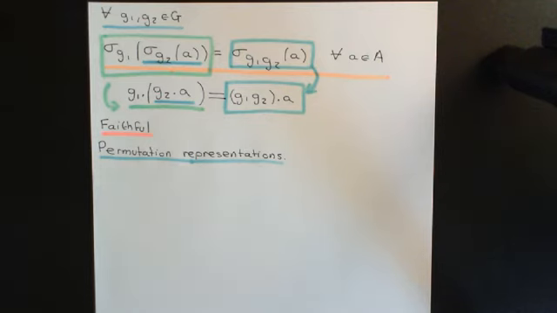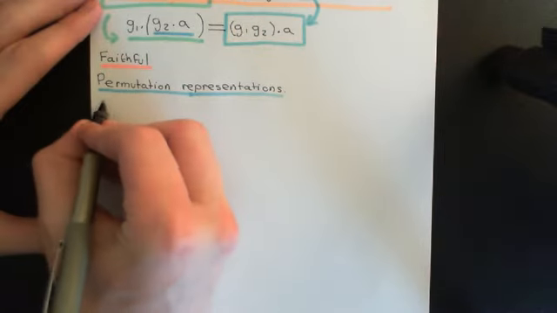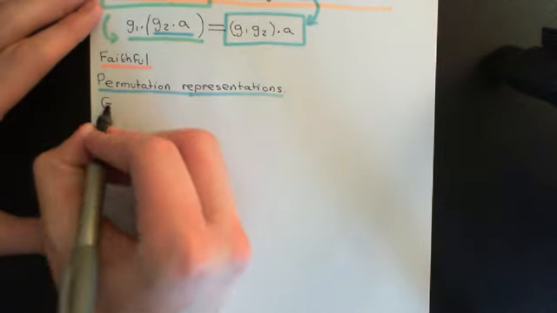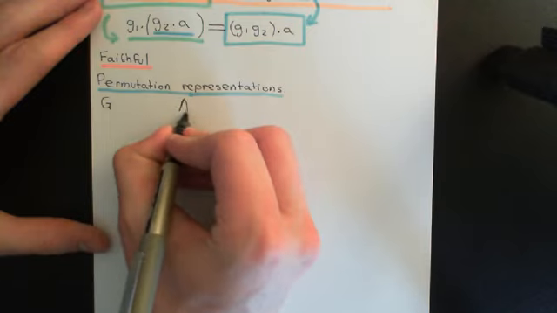Group actions is the one that people more often talk about. However, in my opinion, permutation representations is slightly more intuitive. So let me then tell you what a permutation representation actually is. Firstly, let's once again just do the setup. We'll have our group capital G as always, and we'll have our set capital A.